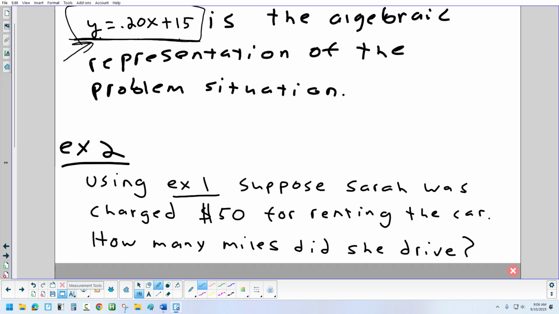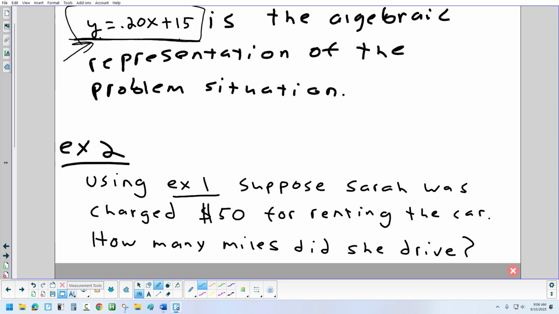What's different about this question compared to the other two? Yep. You have to swap 50 for y instead of x. Right. When we plug in this time, you're plugging in 50 for y. You are plugging in for the dependent variable. And now you're solving for the miles.